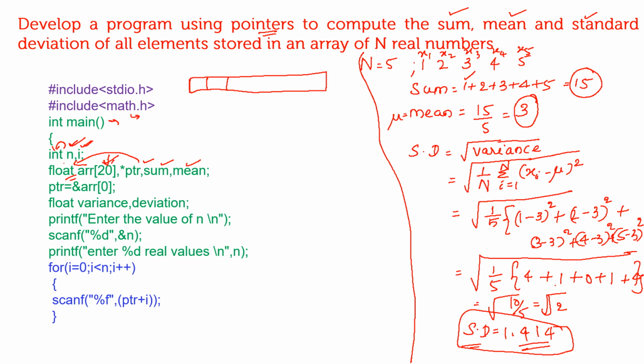Okay, so here, sum and mean are the two variables. Now, what is a pointer? This is the important concept here. A pointer is also a variable. So what is the difference?